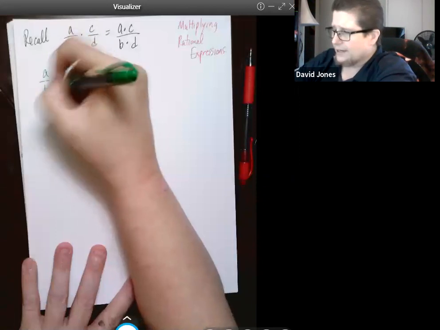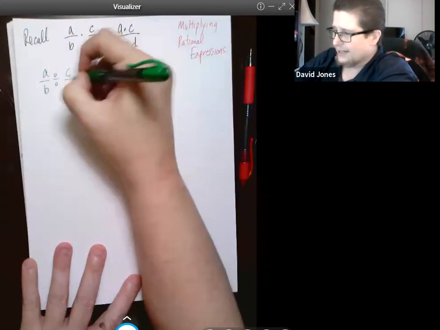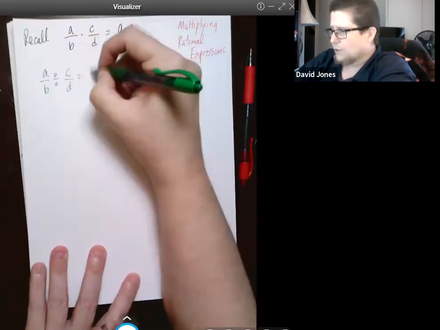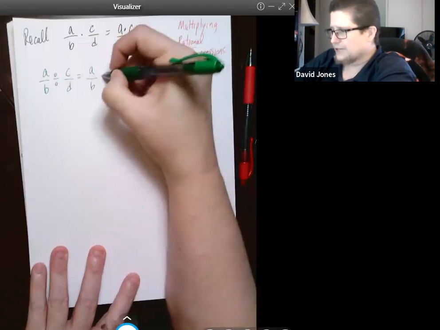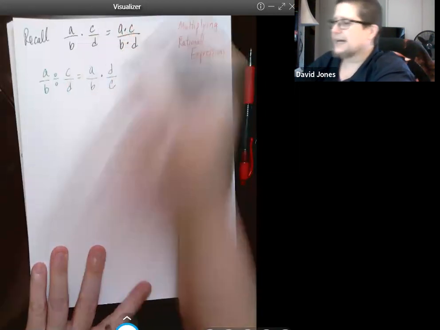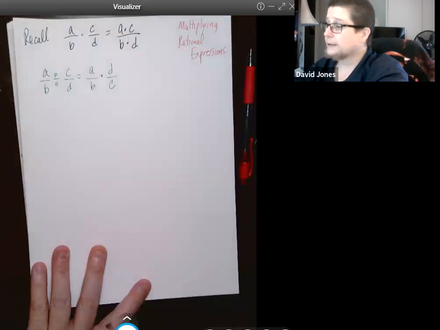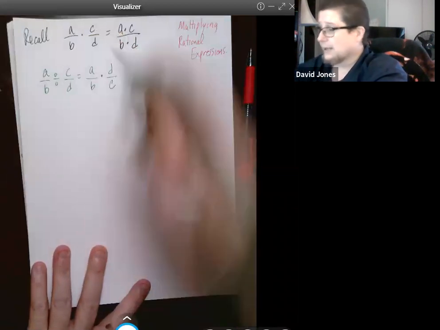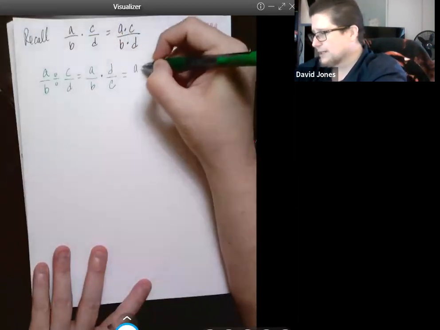a over b divided by c over d. Recall when you're working with fractions, that just means flip over the second fraction and change it to multiplication. And then this becomes one fraction.